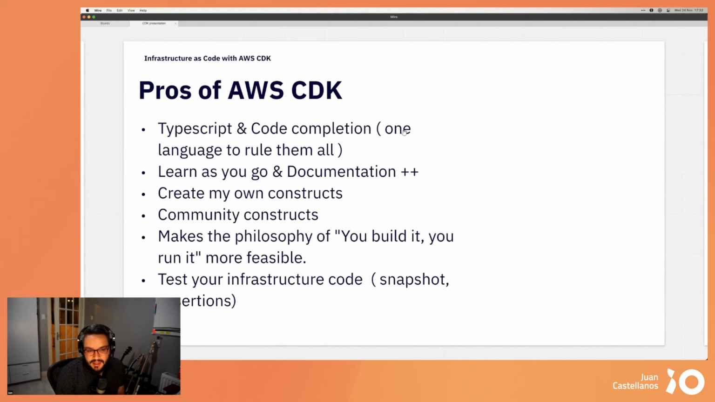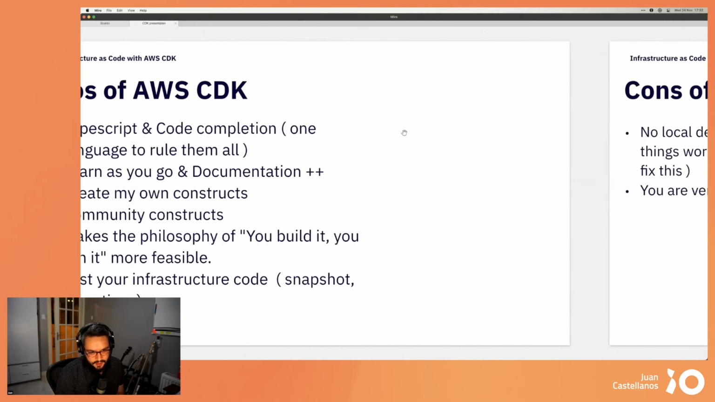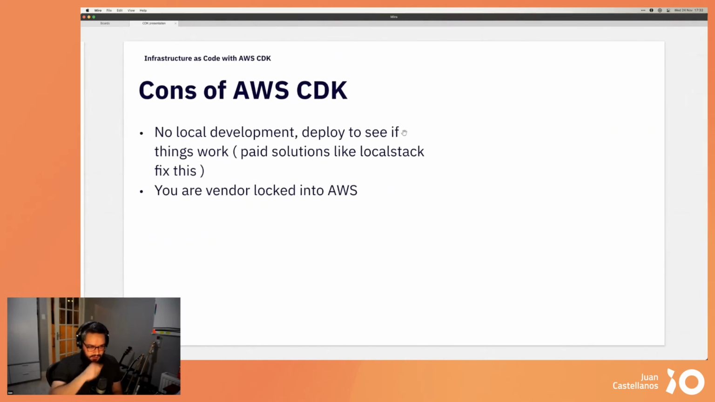So some cons that I've seen from working with AWS CDK is that, as you guys saw, there is no local development. You have to deploy to see if things work. And there are some paid solutions like LocalStack that help you fix this. The counter argument for this is, it does push you to test your code as much as possible, so writing unit tests and integration tests for the things that you're building. And on the other hand, you're always sure of what you're building. You don't have the whole thing about, it runs on my machine.